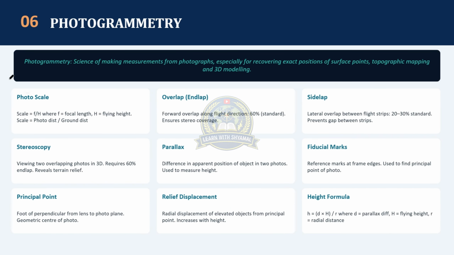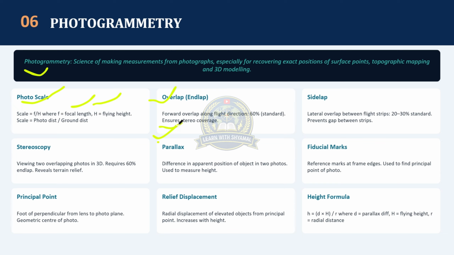Then photogrammetry. Photogrammetry means the science of making measurements from photographs, especially for recovering exact position of surface points, topographic mapping and 3D modeling. Photo scale, that means scale is f divided by H, where f is the focal length, H is the flying height, and scale is equal to photo distance divided by ground distance. Overlap: end lap, forward overlap along flight direction, 60% standard, and ensures stereo coverage.